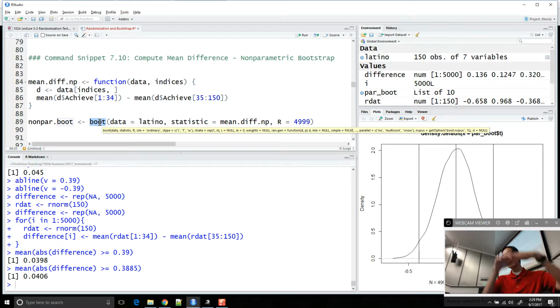We're going to just take our 150 values that we have and sample from them with replacement. A randomization test would have taken those 150 values and shuffled them and said 34 go into this and 116 go over here. With non-parametric bootstrap, you take your 150 values and sample from them with replacement. The first 34 get put into group 1, the last 116 get put into group 2.